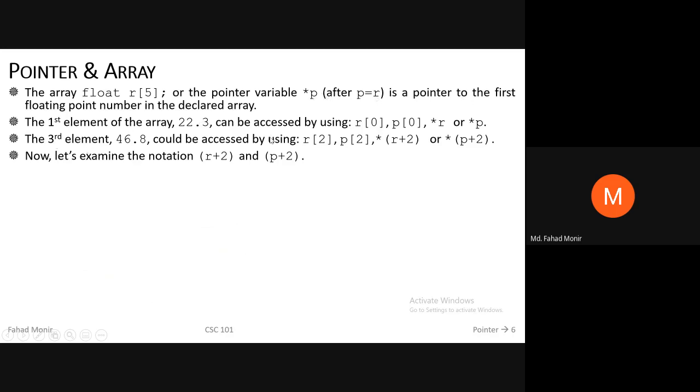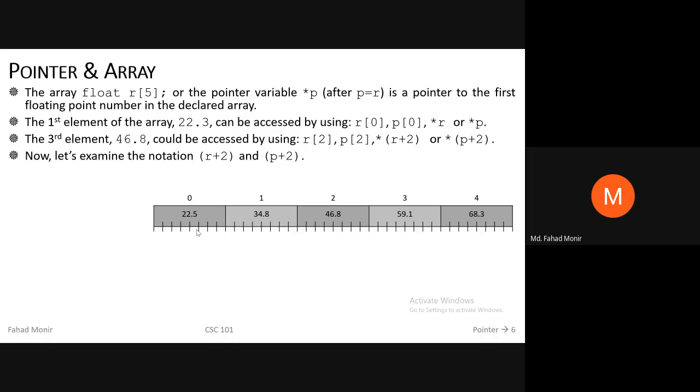Okay, the first element is what is written here, the one we saw on the last slide. Now suppose this is my array. We declared an array r5, are you guys listening to me? Yes, sir. So we have an array, the float r5, and we have taken the values 22.5, 34.8, 46.8, 59.1, and 68.3.